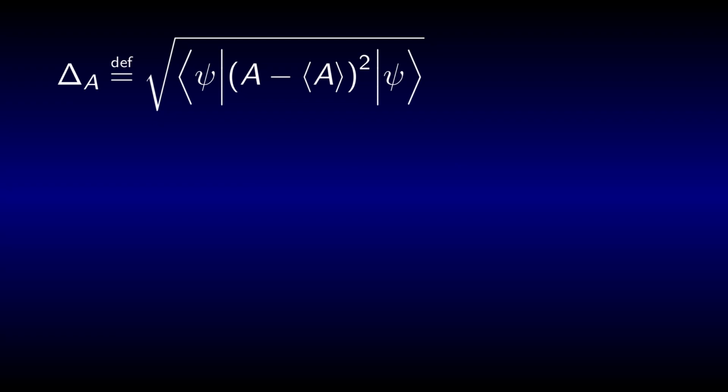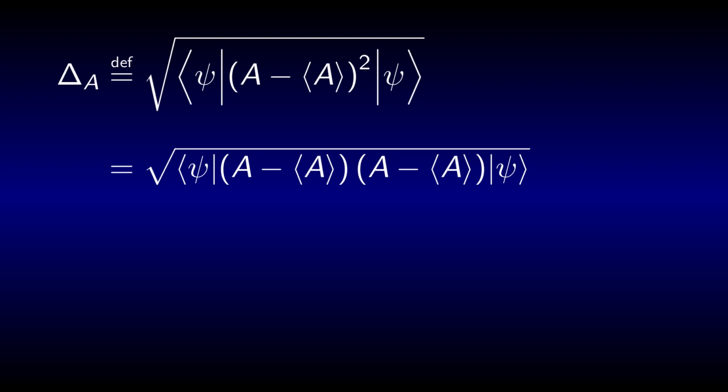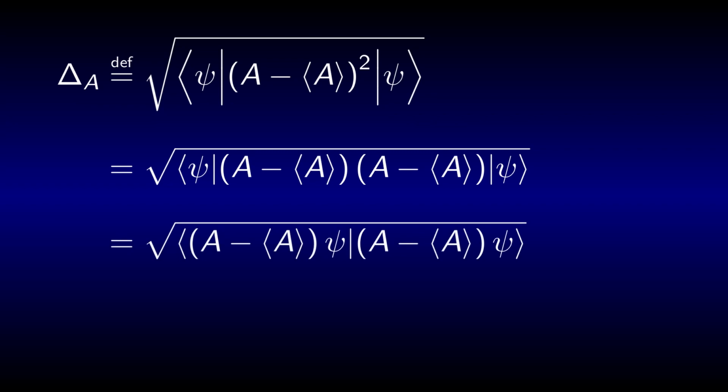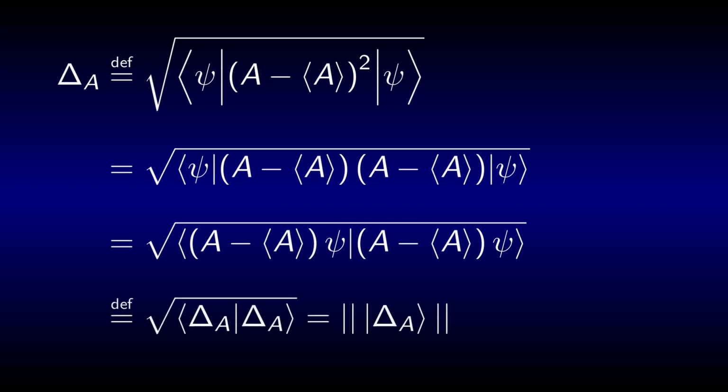This expectation value, of course, depends on the wave function the system is in, but just to ease the notation a bit, I will not always include it explicitly. Because A is Hermitian, this expression can also be interpreted as the square root of the norm of the vector found by applying A minus the expectation value of A to psi. Let's call this wave function delta A ket.